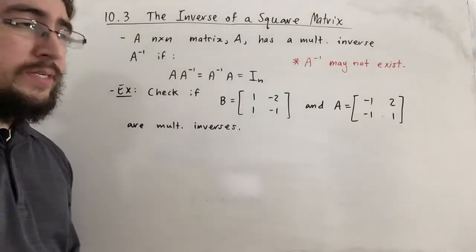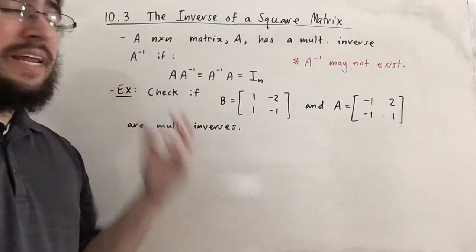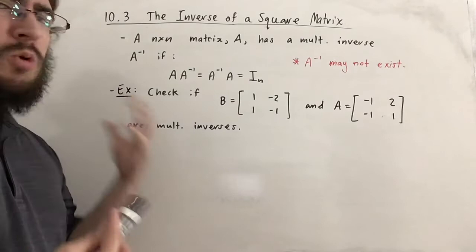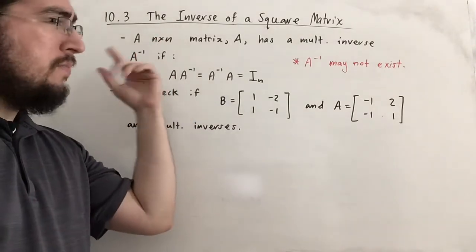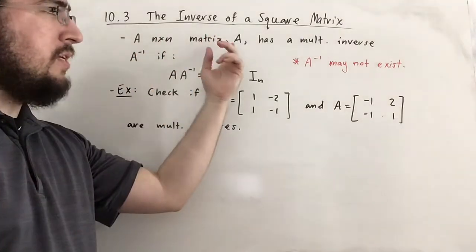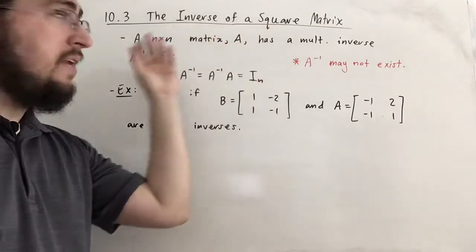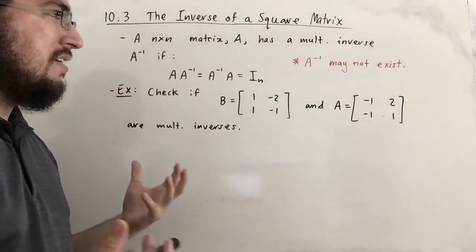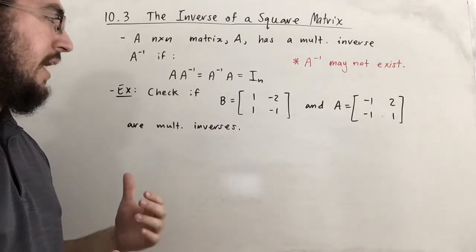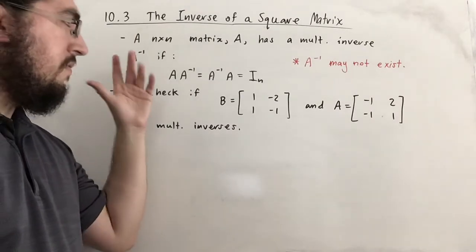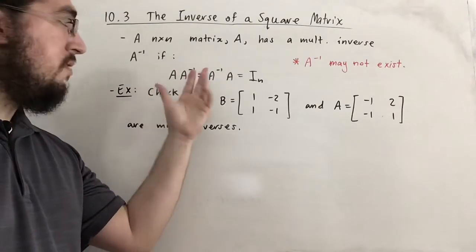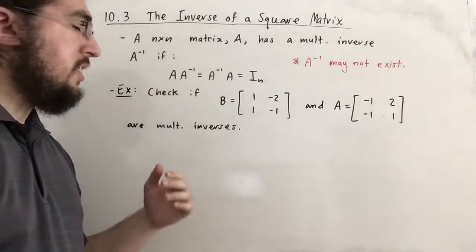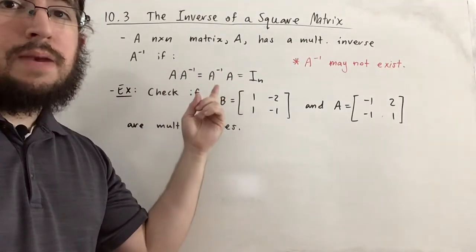Hello everyone, this is chapter 10.3 where we'll be discussing the inverse of a square matrix. A square matrix, by the way, just means it's an n by n dimension matrix. If we call that matrix A, then it has a multiplicative inverse, A inverse, that's how you say the multiplicative inverse of a matrix A, if this holds. Multiplying A by its inverse in any order, using matrix multiplication, will give us the n by n identity.